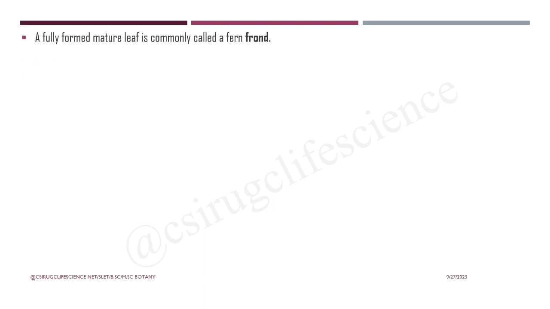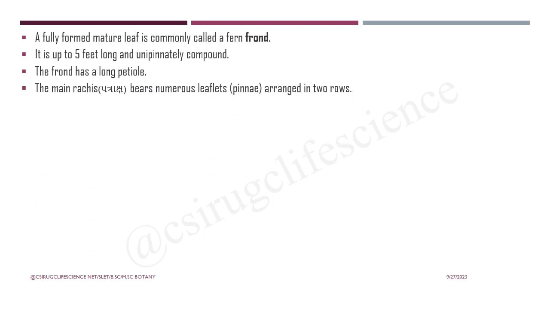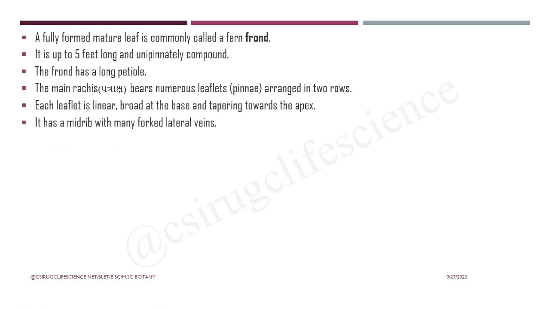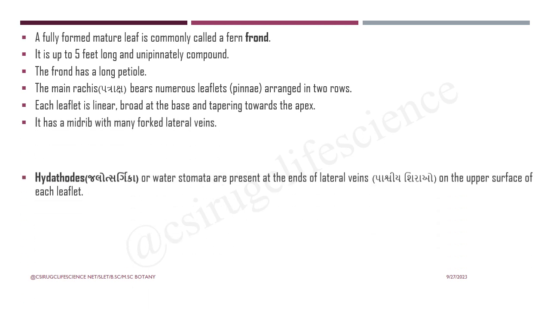A fully formed mature leaf is commonly called a fern frond. It is up to 5 feet long and unipinnately compound. The frond has a long petiole. The main rachis bears numerous leaflets arranged in 2 rows. Each leaflet has a midrib with many forked lateral veins.